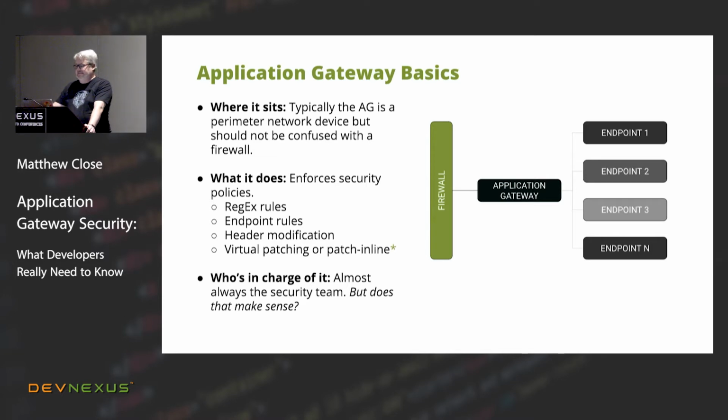So where it sits. Typically, the application gateway is a perimeter network device, but should not be confused with a firewall. And it's not always here. There are plenty of other places you can insert this type of proxy as well. So why is it different from a firewall?